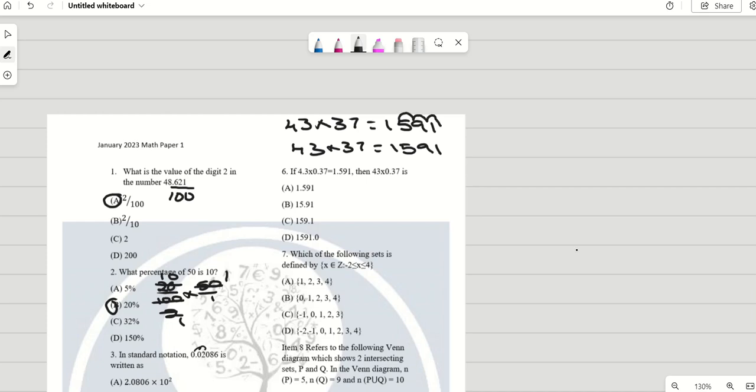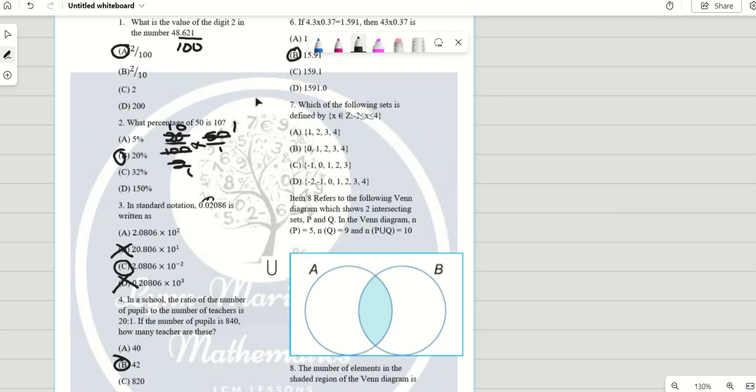This one, we have 2 digits after the decimal point, so you have to shift it twice. 1, 2. So it would have been 15.91.